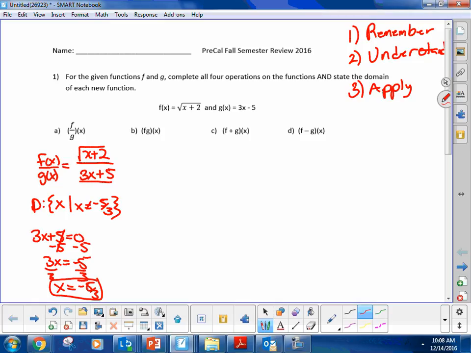Okay, let's go ahead and move on to the next one. Next one they want us to multiply. So f times x, not that, actually it should be between both of the other ones. So it should be f of x times g of x. Because of that, I could go ahead and do square root of x plus 2 times 3x minus 5.